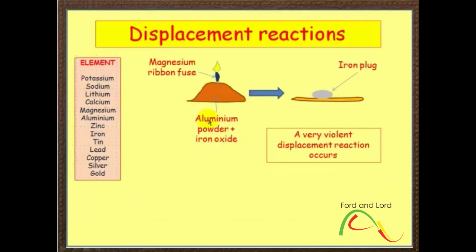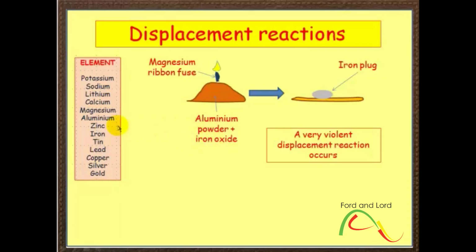Now here we've got a displacement reaction. Here we've got a mixture of aluminium powder and iron oxide. Now just left mixed, nothing really happened. We need to have a little bit of a boost, and we kick them into action, don't we? So for that we use magnesium ribbon fuse. Magnesium is there simply to get the reaction started. We're looking at the reaction between aluminium powder and iron oxide.